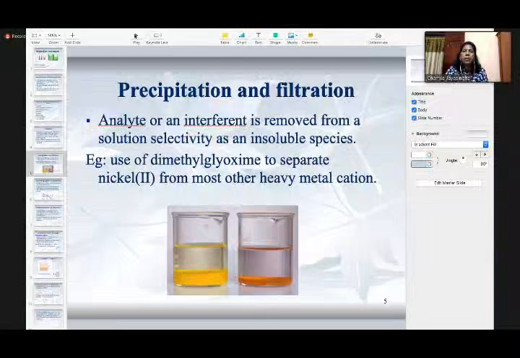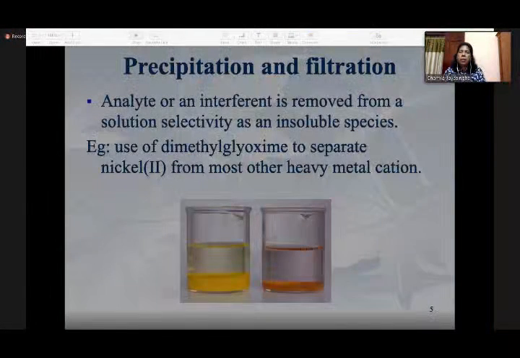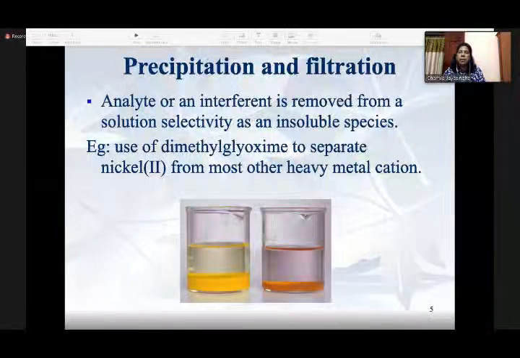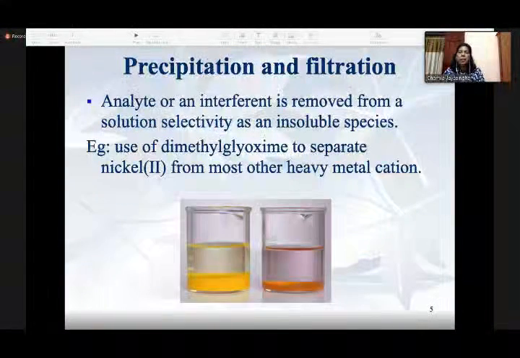So any question up to that point? Do you have any question? Precipitation and filtration? Sorry, masking. I think now you understood what we call masking. Then let's do the other thing, the precipitation and filtration.